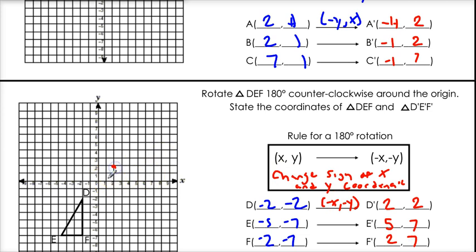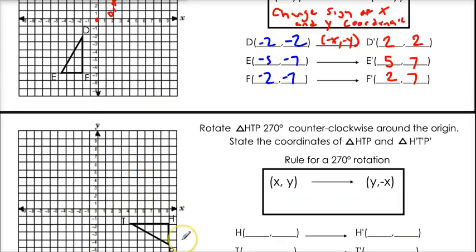So now I'm going to do my new points. 2, 2 is my D prime. 5, 7 is my E prime. And 2, 7 is my F prime. And that is my image. And if you look here, that is two turns. All right, so that's 180 degrees around the origin, counterclockwise. Okay, moving on.